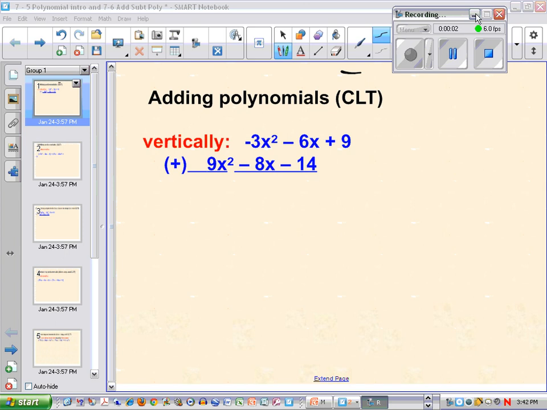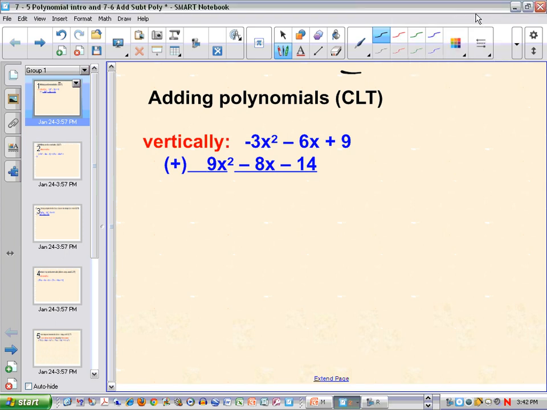Okay, we got 7.6, adding and subtracting polynomials. The main thing to remember here is this is really just collecting like terms. That's all it is, collecting like terms.